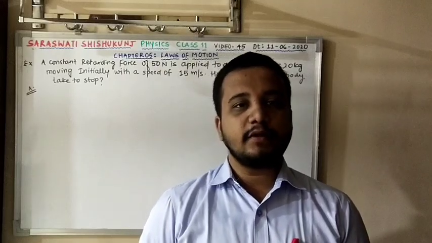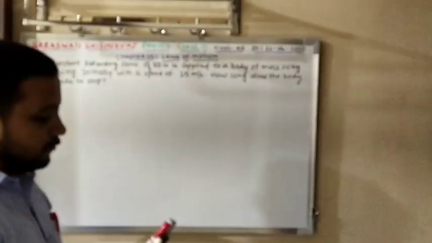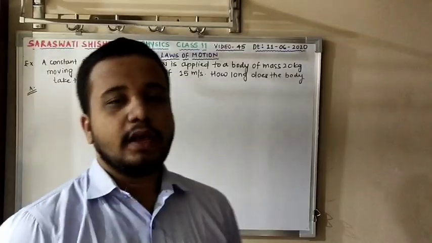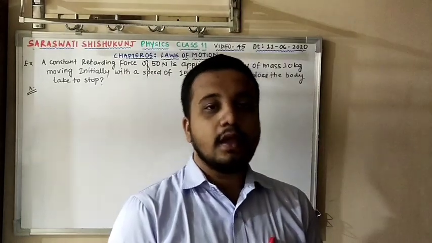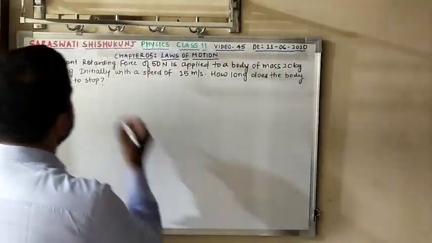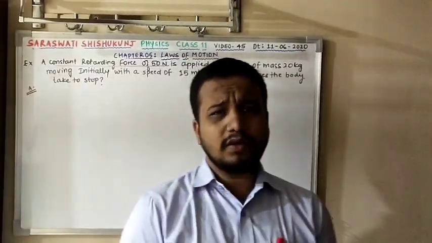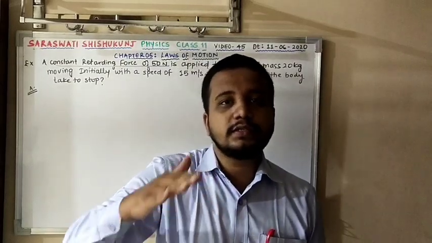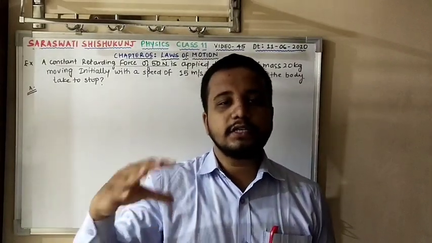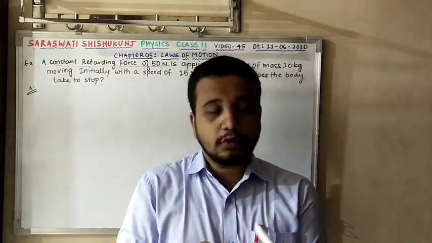The very first example today is example 5.6, in which a constant retarding force of 50 newtons is provided. In this numerical they have provided three things to us. The very first thing provided is a constant retarding force of 50 Newton. Retarding force is nothing but the force which reduces the speed of the vehicle or the object. Retarding means to oppose.